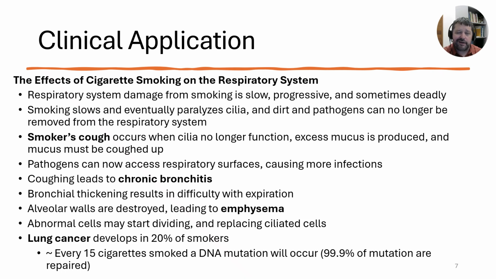So about 99.9% of mutations are fixed, they're repaired. But if you're smoking 15 or so cigarettes every day, you're developing a mutation every single day, eventually you're going to hit, at least 20% of the time, that 0.1% where the mutation is not repaired. And that's where that tumor will start to develop.